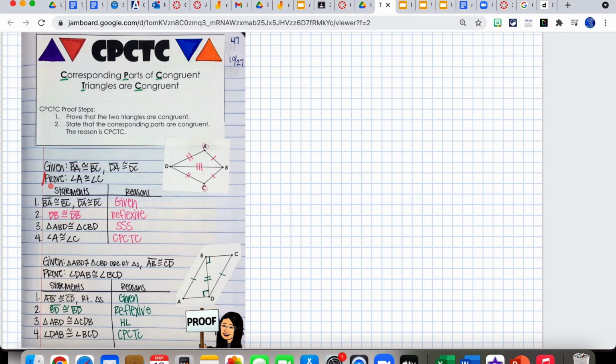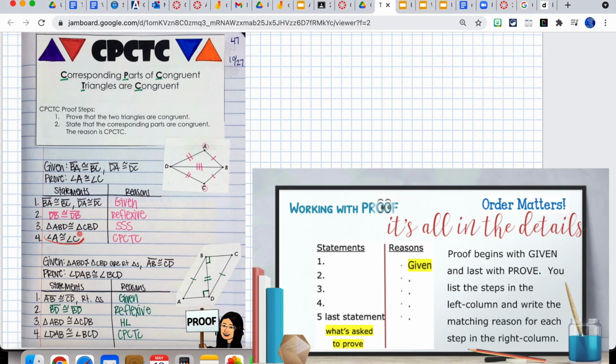Anything that you need to prove will be the last line of the statements. That's what we're asked to prove. We put it on the last line of the statements. Corresponding parts of congruent triangles are congruent will only be used after the triangles are proven to be congruent. That is why you can see we proved them to be congruent by side, and then we can use CPCTC as a reason.